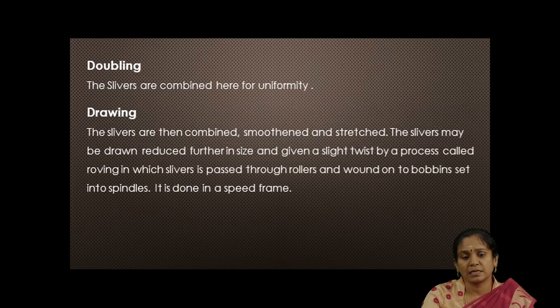Next process is doubling. In this process, the slivers are combined for uniformity. And then the next process is drawing. The slivers are combined, smoothened and stretched. The slivers may be drawn, reduced further in size and given a slight twist by a process called roving, in which the slivers are passed through rollers and wound onto bobbins, set onto spindles. It is done in a speed frame.